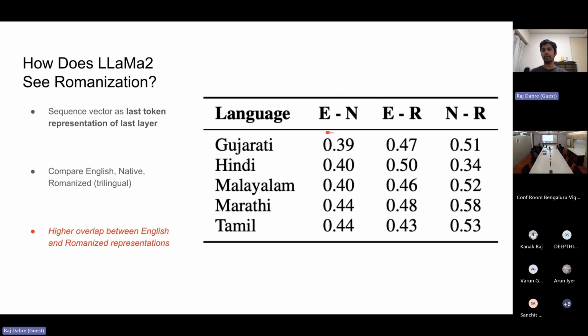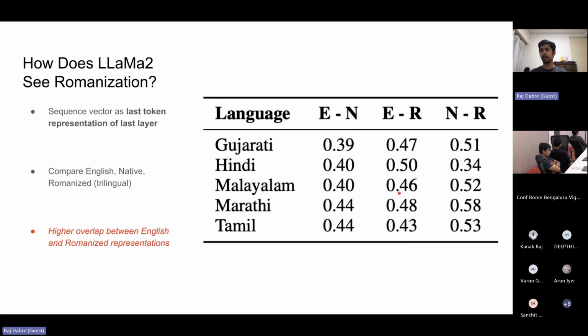So EN means you take an English sentence, its representation, and the native representation of its English translation in that specific language, and then compute the cosine similarity. Interestingly enough, if you look at the cosine similarity between English and native script representations of its translations, you have certain cosine similarities. But if you look at the cosine similarities between the romanized equivalents, you get higher cosine similarities.